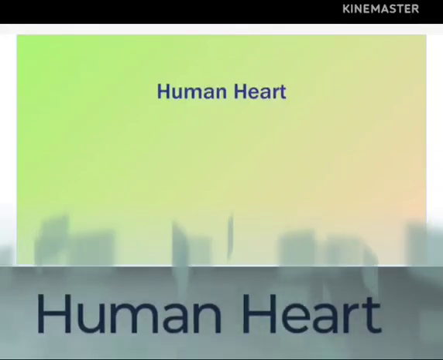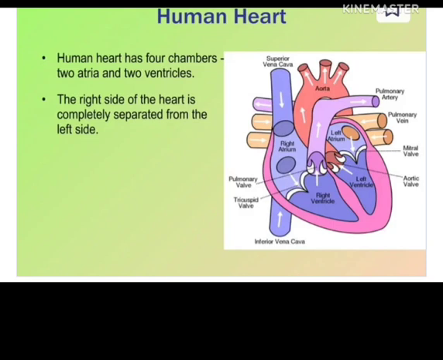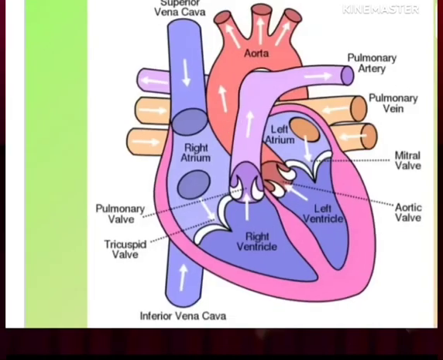So hello everyone, today we will discuss the human heart. Here you can see in the picture that the human heart has four chambers, two atria and two ventricles. The right side of the heart is completely separated from the left side.